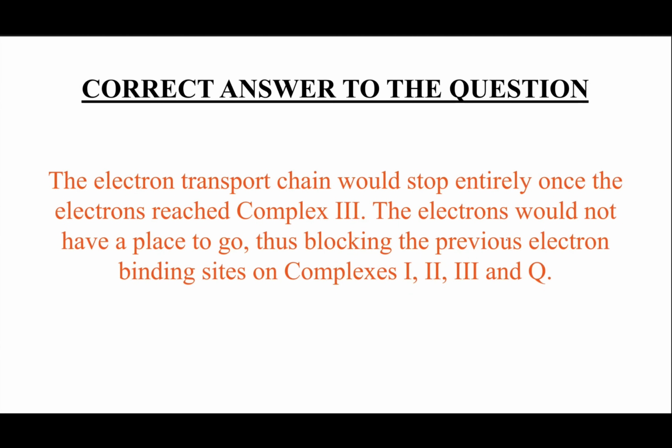As we already discussed, the correct answer for this passage is that the electron transport chain would stop entirely once the electrons reach complex 3. The electrons would not have a place to go, thus blocking the previous electron binding sites on complexes 1, 2, 3, and Q.